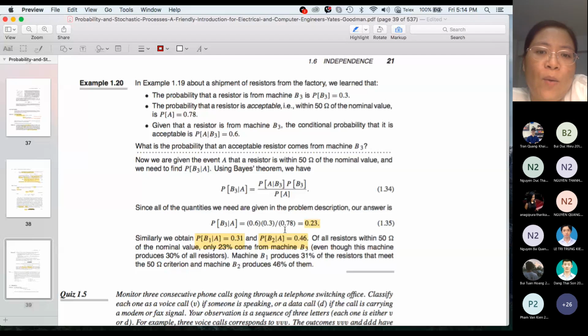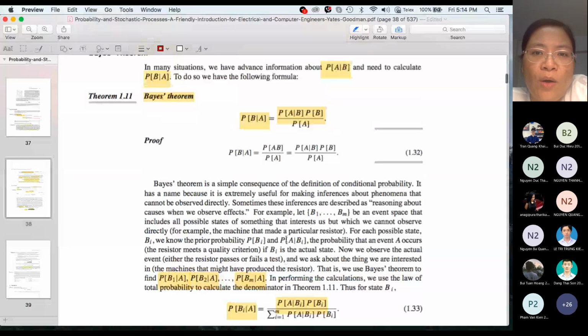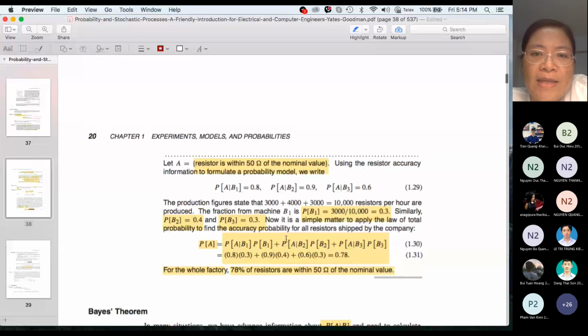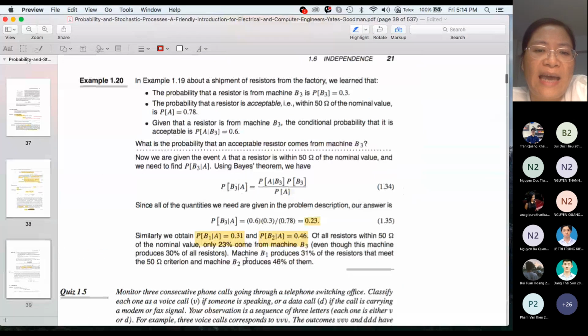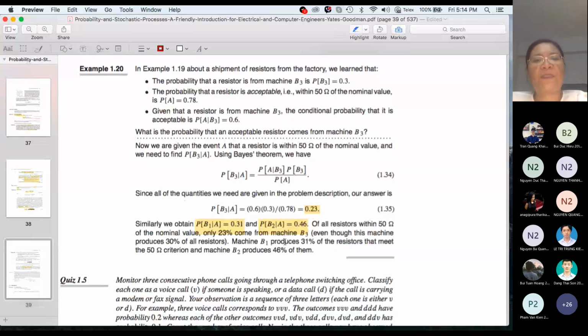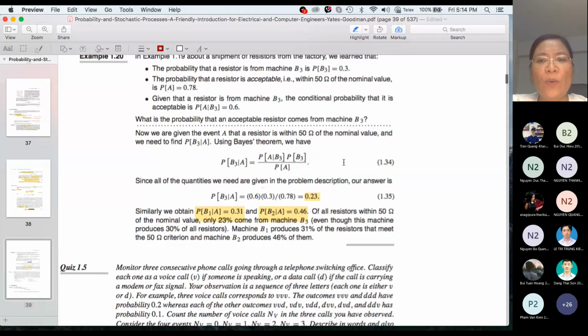Why B2? Because the B2 nominal is the highest, right? And the probability of B2 is 0.4, which is the highest too. So when we know more information, we can guess. If we have to guess, it's B2. Okay. Here is a way to apply Bayes theorem.